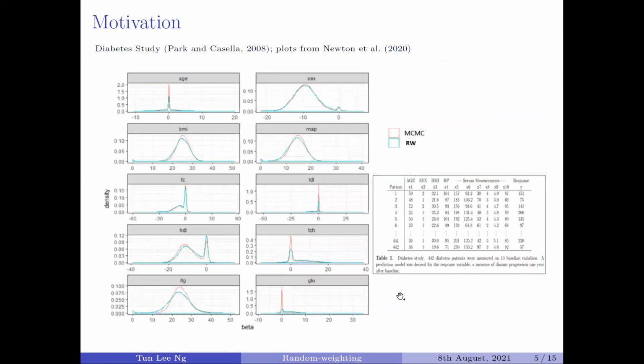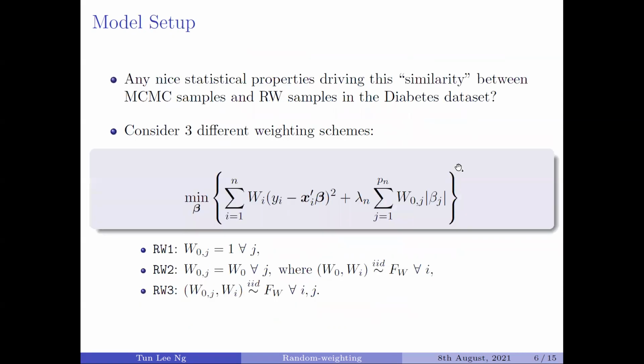And we test it on the much studied diabetes dataset. As you can see, the marginal posterior density of the MCMC samples and the kernel density of the random weighting samples overlap each other, and they are very close to each other. So we may ask ourselves, are there actually any nice statistical properties that's driving this similarity between the MCMC samples and the random weighting samples that we observe in the diabetes dataset?